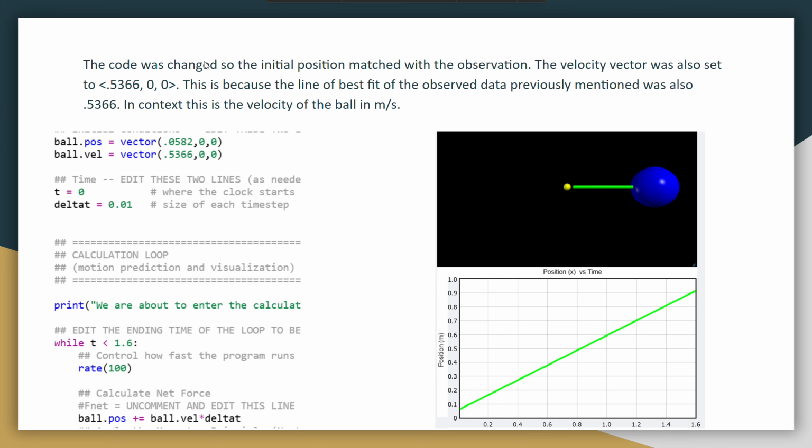Transferring over into the code section, we plugged in the velocity vector as said before, 0.5366. You see right there. The position vector as well at the initial starting point was about 5 centimeters, so that was plugged in as well. And then the time was changed to 1.6 seconds because that's when our observation ended. In this situation, the ball is moving to the right.